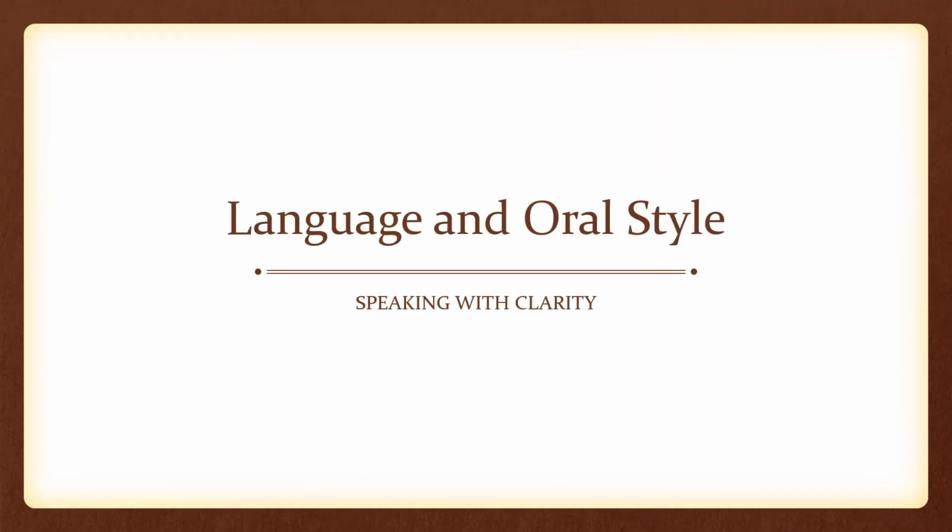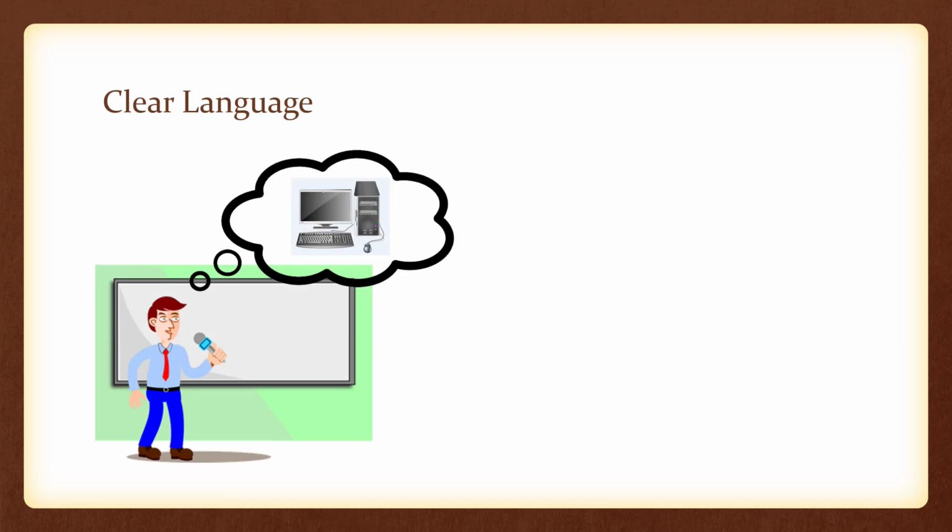So looking at language and oral style, speaking with clarity. Now you've put together your outline and it's very good. You may want to check to make sure that it will actually be understood by your audience. You decide to do your speech on computers and some issues people have with them. You start out by discussing slow computers.